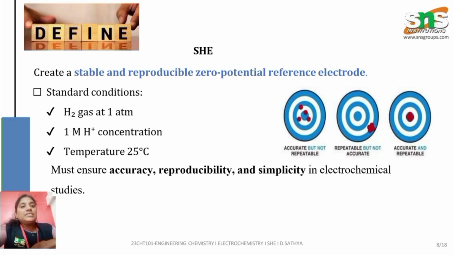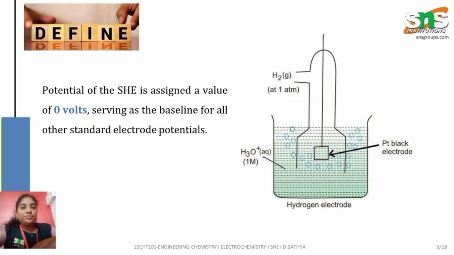So it creates a stable and reproducible zero potential reference electrode. It is commonly known as a zero potential reference electrode, also known as the standard hydrogen electrode. Already we discussed the hydrogen gas pressure and temperature. Its accuracy, reproducibility and simplicity are important in electrochemical studies.